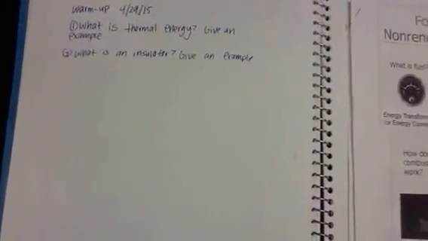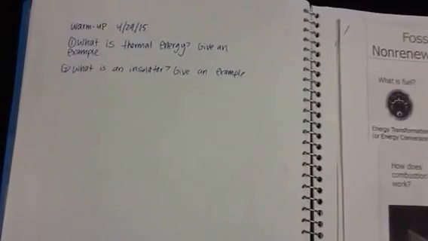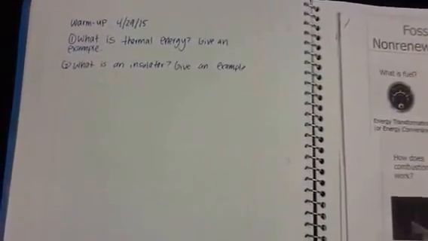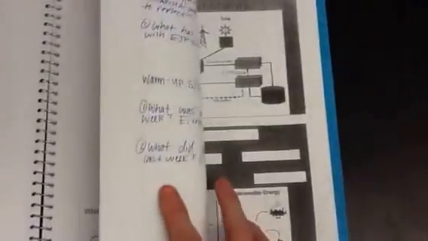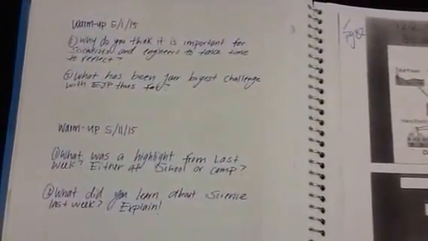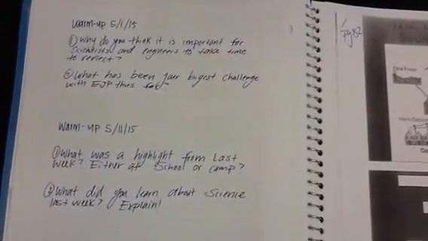On 79, we have an example of the warm-up from 4/29 about thermal energy. And across from that, on page 80, is the fossil fuels non-renewable energy. On 81, we have 2 warm-ups, one from May 1st and one from May 11th.